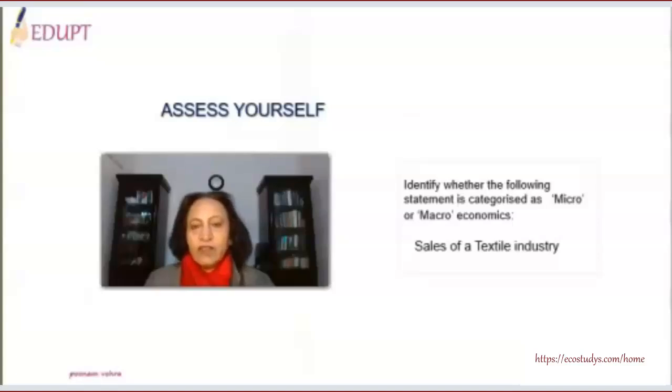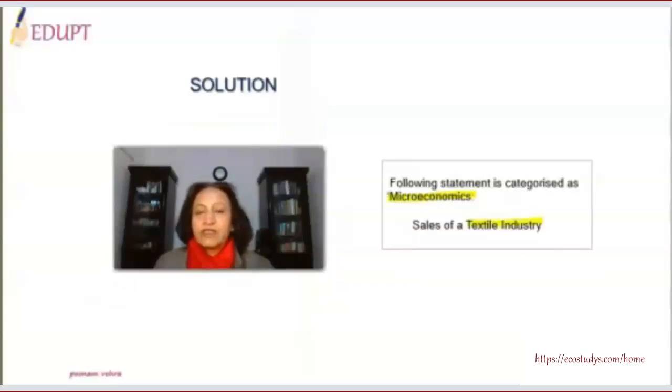Now, assess yourself. A statement is being given to you. You need to identify whether it belongs to microeconomics or macroeconomics. The statement is sales of a textile industry. Please check your answer. Sales of a textile industry is microeconomics because it is individual unit, one industry. If one considers all the industries, then it would be macroeconomics.